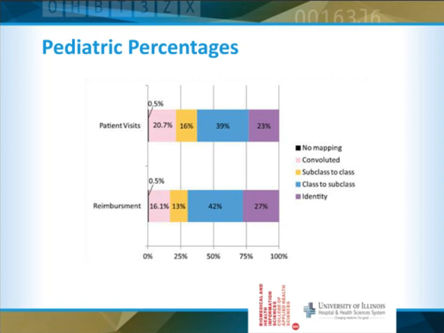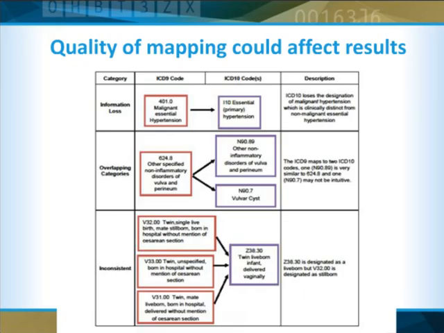So if you switch to the next slide, the top of it should read, quality of mapping could affect results. When looking at the individual mappings, there are times when there's actually information loss, overlapping categories, and inconsistency. So one of the examples, since this is a group of hospital coders, 401.0, malignant essential hypertension, is actually mapped forward to essential primary hypertension.